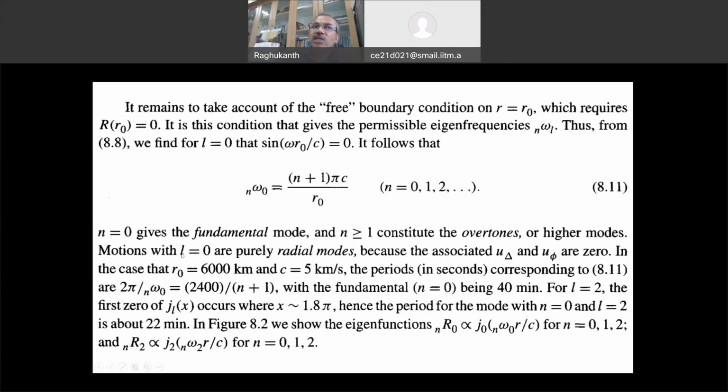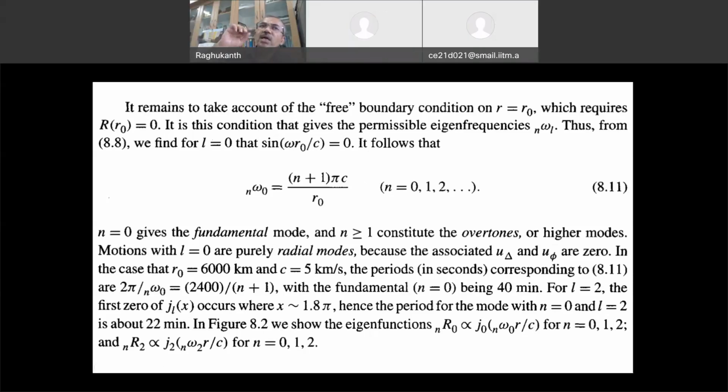Motions with L is equal to zero are basically pure radial modes, and of course U delta and U phi are zero, as one can show. If you take R naught as 6,000 kilometers, like the radius of the Earth, and the velocity C as 5 km/s, substitute n is equal to zero and the other values. What is the first fundamental mode of a fluid sphere with a 6,000 kilometer radius and velocity of 5 kilometers per second? What is its first natural frequency? Can you work out the first natural time period?